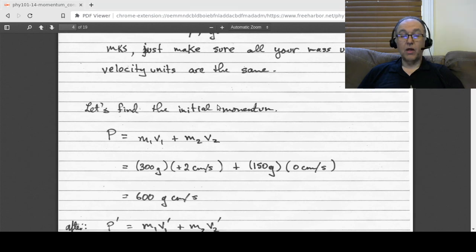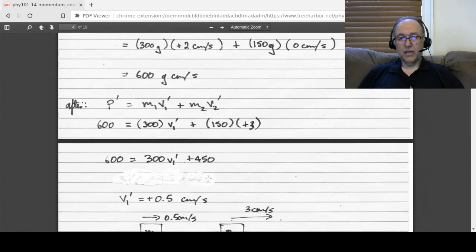Now, what do we do? Well, let's find the total initial momentum. So here's P, and this problem only has two masses. We can have many masses, but there are only two here, and so we have M1V1 plus M2V2. And just substitute in the numbers. M1 is 300, V1 is plus 2 centimeters per second. M2 is 150, V2 is 0, and that just turns out to be 600 grams centimeters per second.